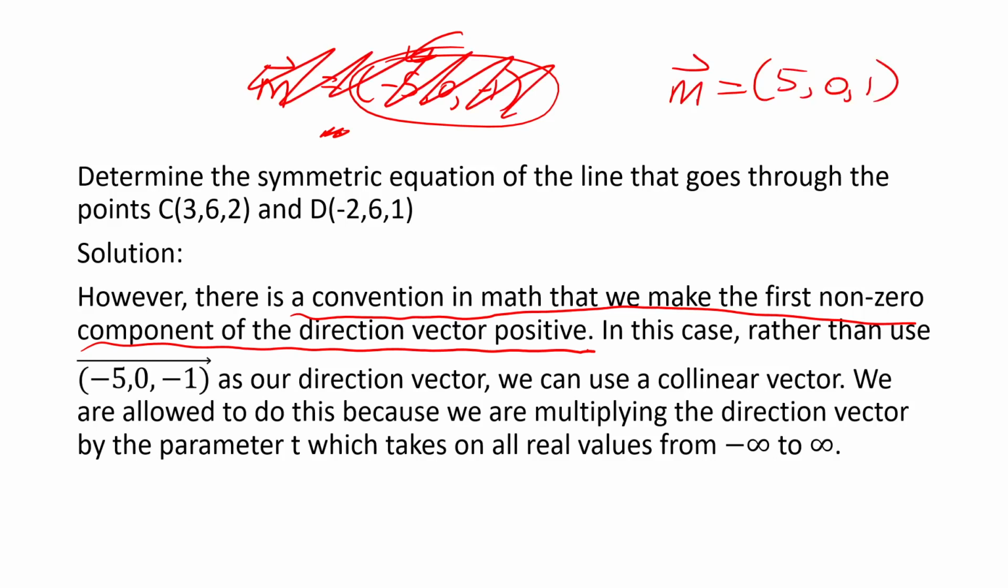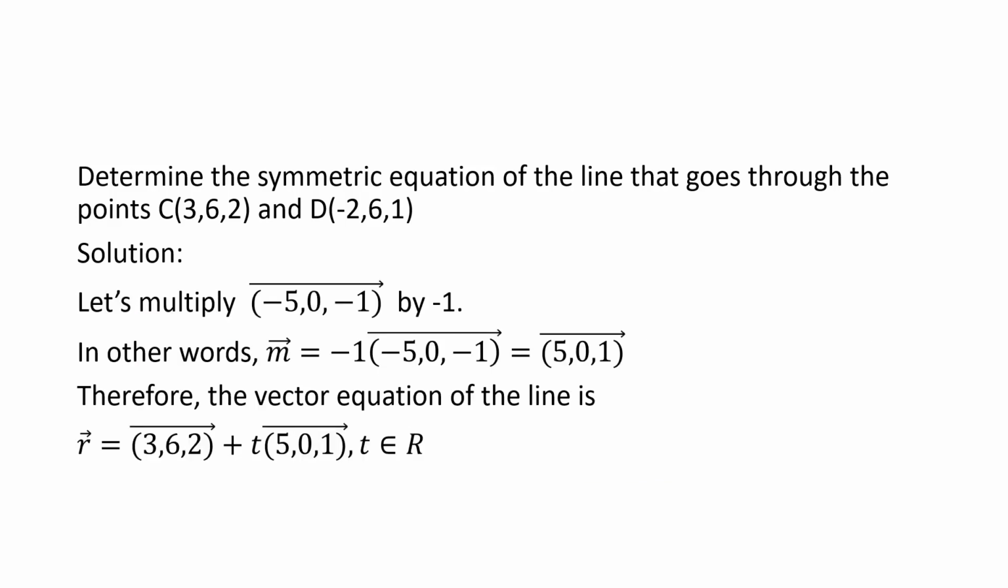And we're allowed to do this because, if you recall with direction vectors, we're multiplying the direction vector by the parameter t, which must take on all real values from negative infinity to infinity. So we can actually make the direction vector be anything collinear to the original direction vector, and it'll work out mathematically. We can't do that with a position vector, but we can do it with a direction vector. So we're going to say that our m is 5, 0, 1, and we'll say the vector equation of the line is 3, 6, 2 plus t times 5, 0, 1.